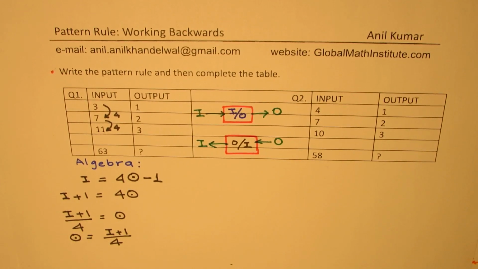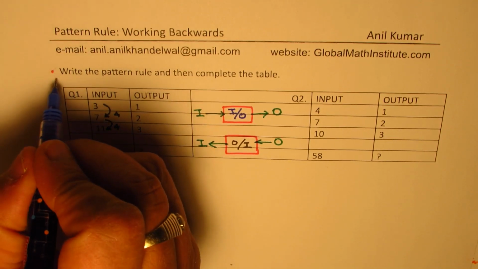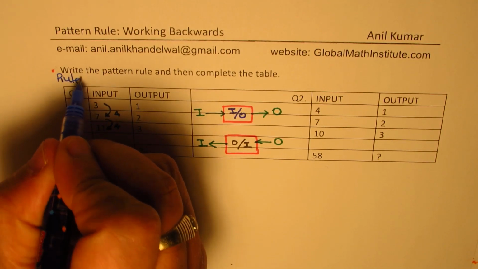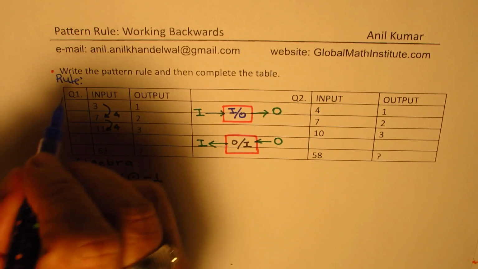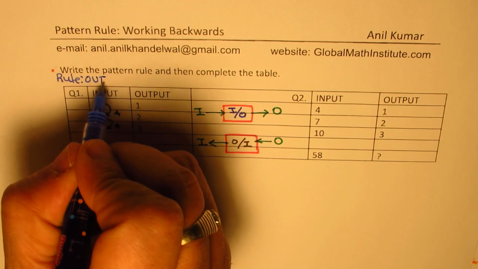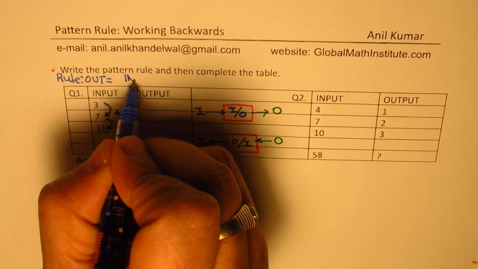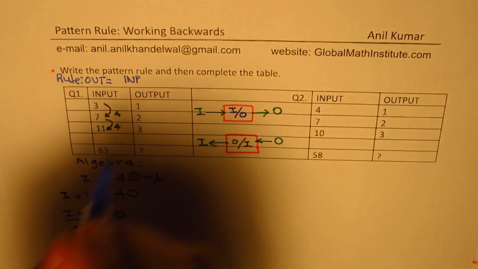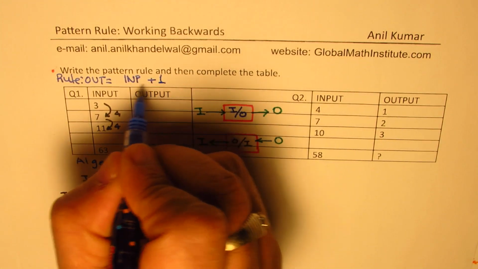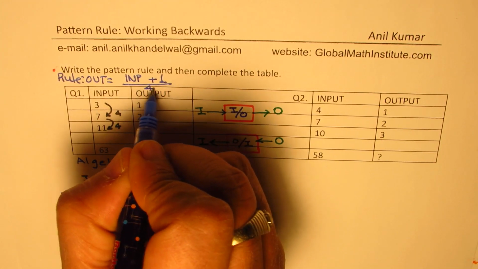So this is the pattern rule. Perfect. So do you see how by reversing the operation we got our pattern rule, right? So we can write here the rule. And the rule for us is that output is equal to input plus 1, and then you divide everything by 4.